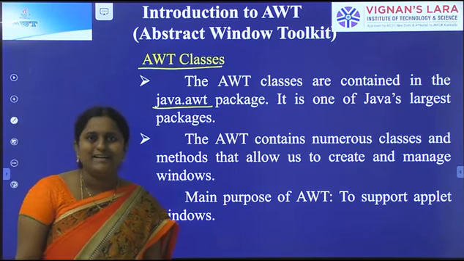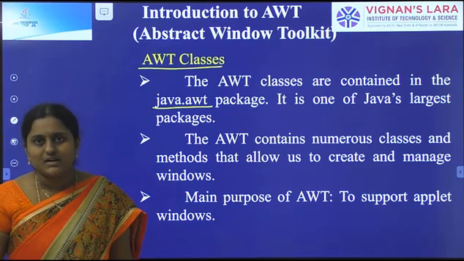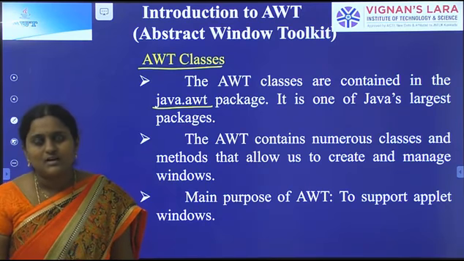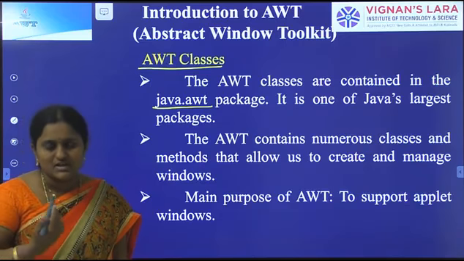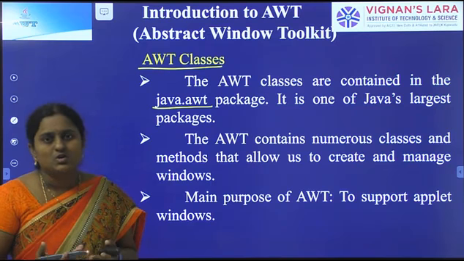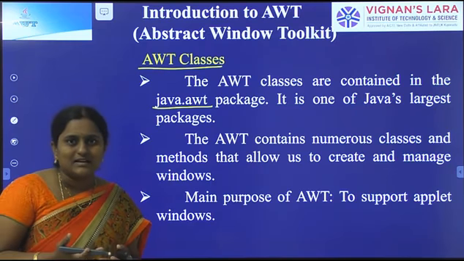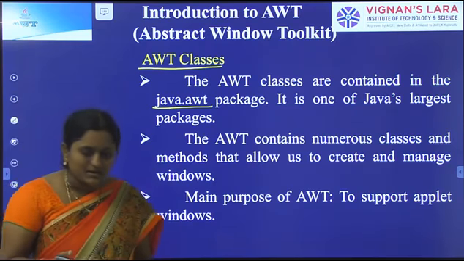In the last class we covered applets. An applet is a small program, used for internet computing. Like an application, it also performs many tasks for us, such as displaying graphics on the console and doing arithmetic calculations. So the main purpose of AWT is to support applet windows.